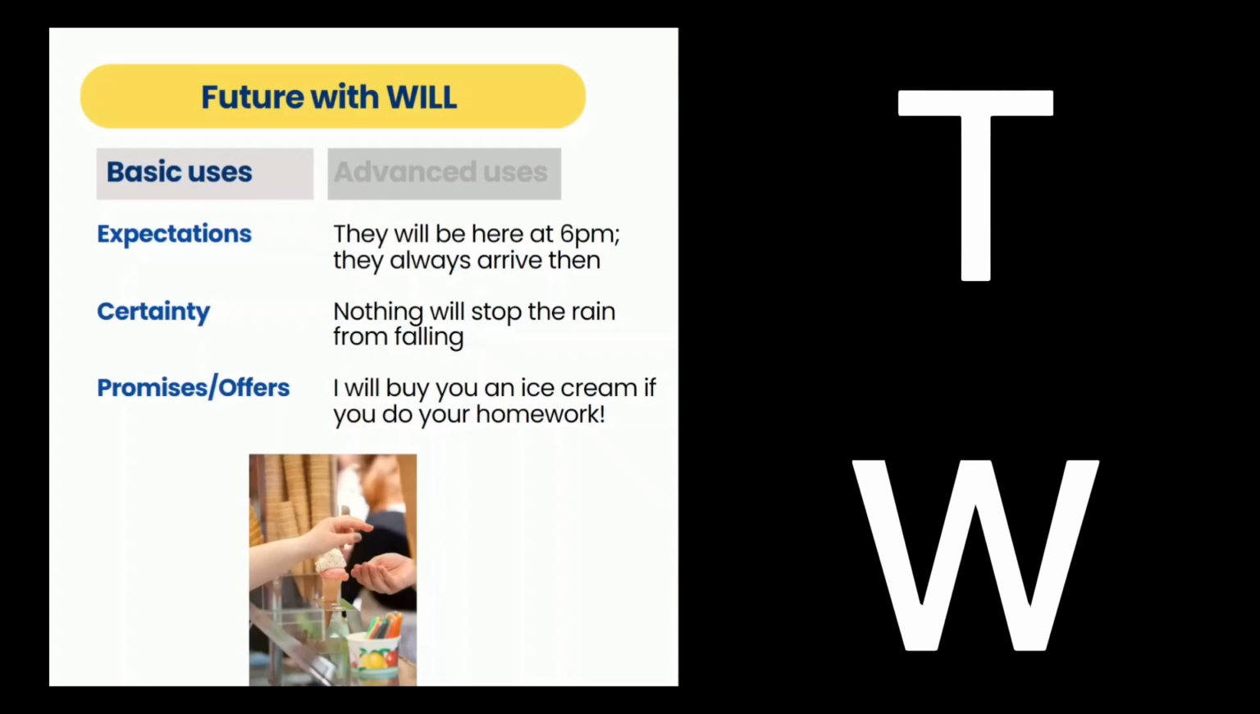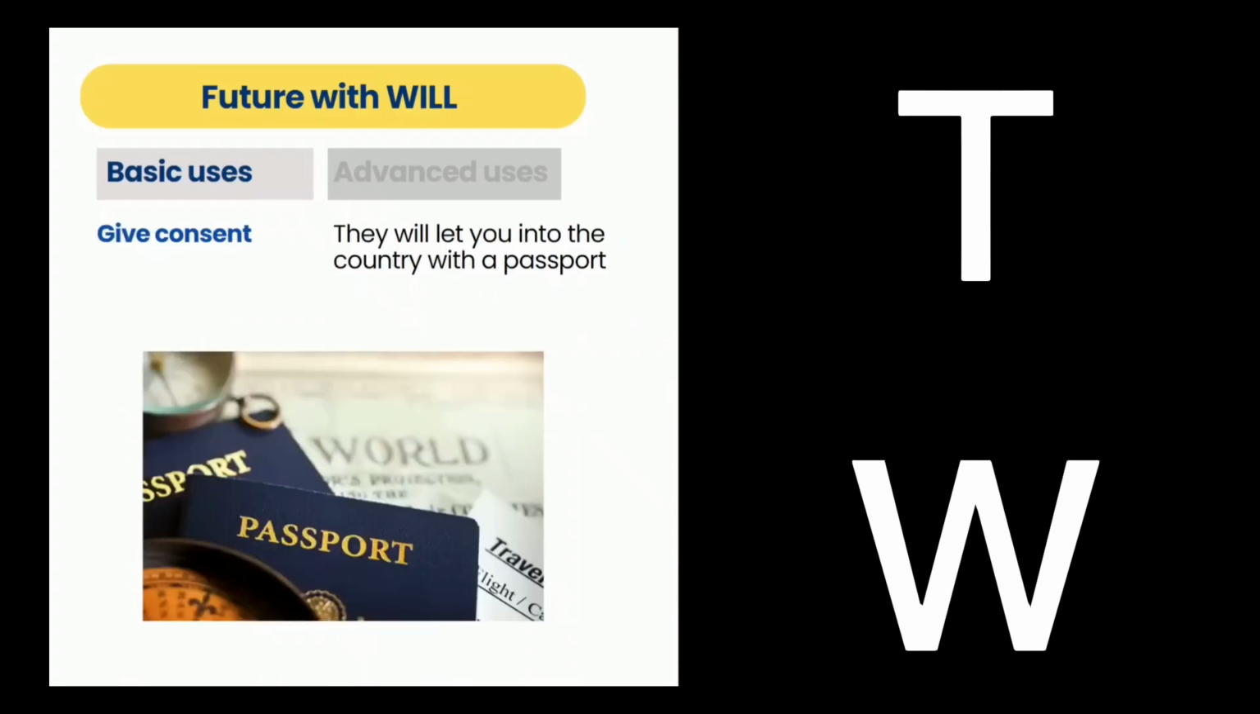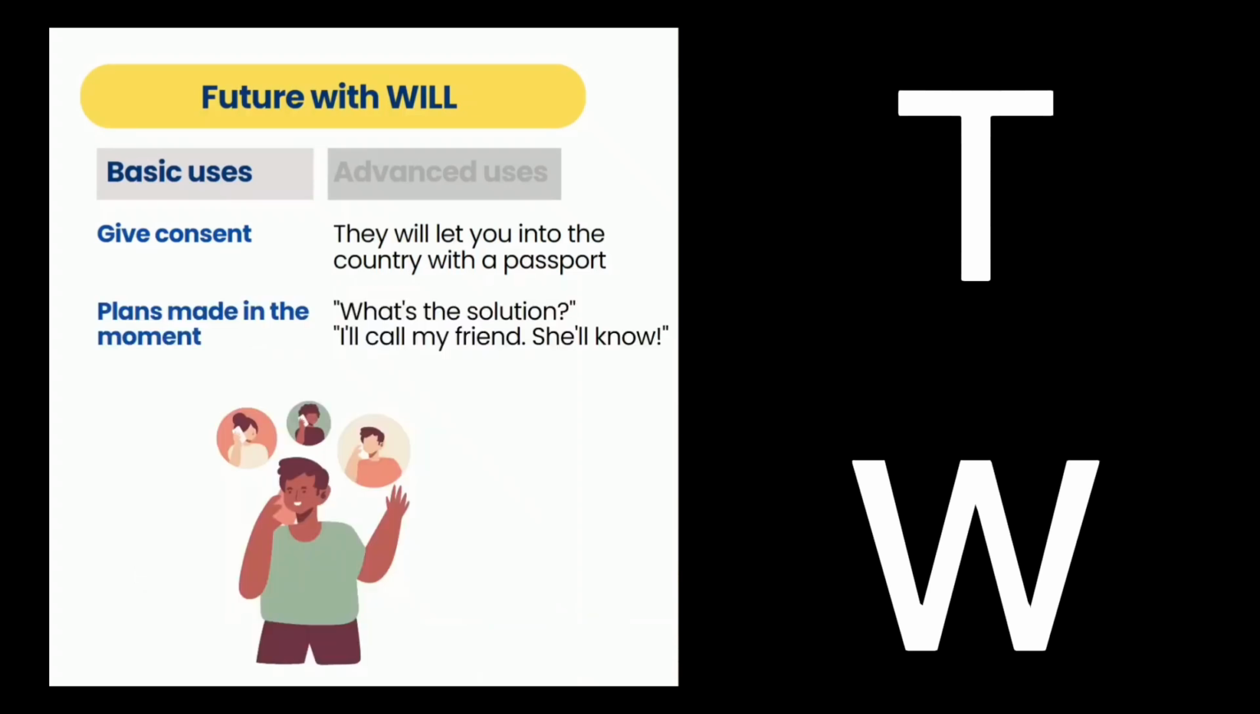It's a promise. When you give consent to people, then we can use will. It's saying you're allowed to do something after this point. They will let you into the country with a passport is a very common way of giving consent and using will for the future. Plans made in the moment. We often use will or the short form, which is apostrophe LL, to describe this.